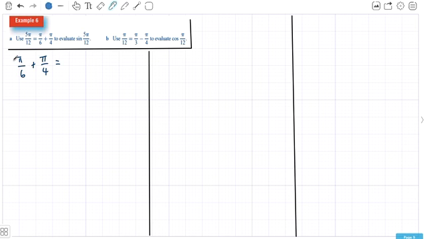We times the top and the bottom here by 2 to get 12 underneath. We times the top and the bottom here by 3 to get 12 underneath. So we'd have 2 pi on 12 plus 3 pi on 12 equals 5 pi on 12. That's where we're getting this expression from.